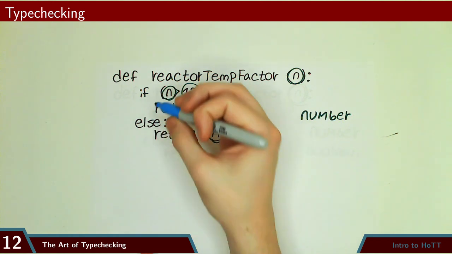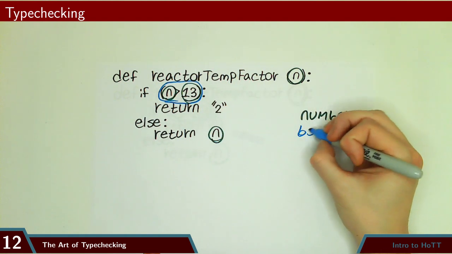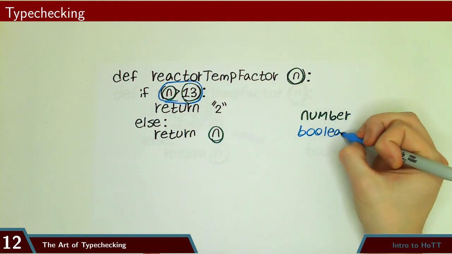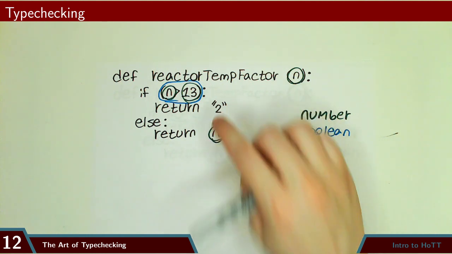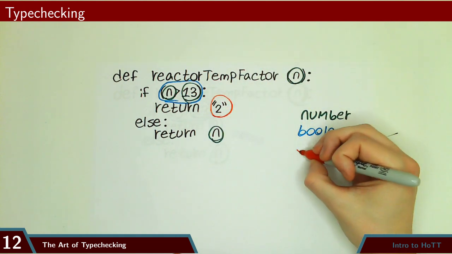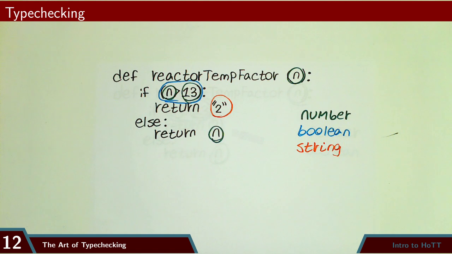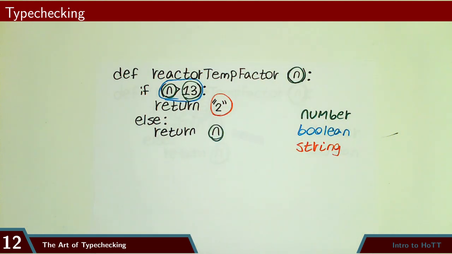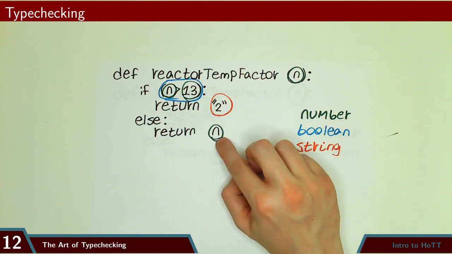We also have, again, that n greater than 13 is a Boolean. But as mentioned before, this 2 here is not a number. It's what's called a string. And so this is why the type checker would reject this program, because sometimes it's going to return a string, and sometimes it's going to return a number.